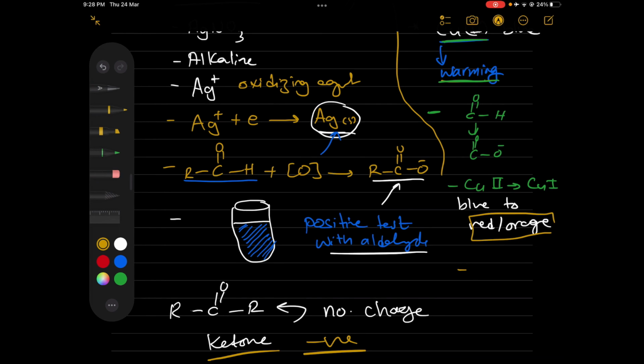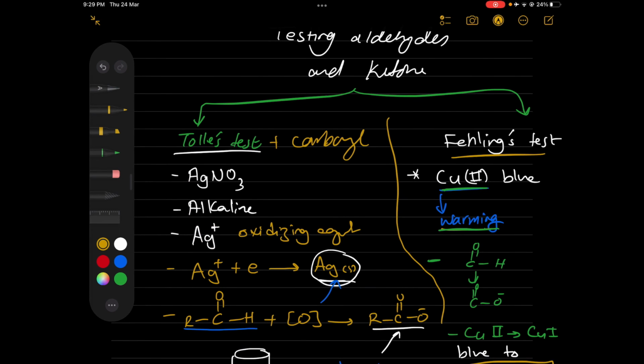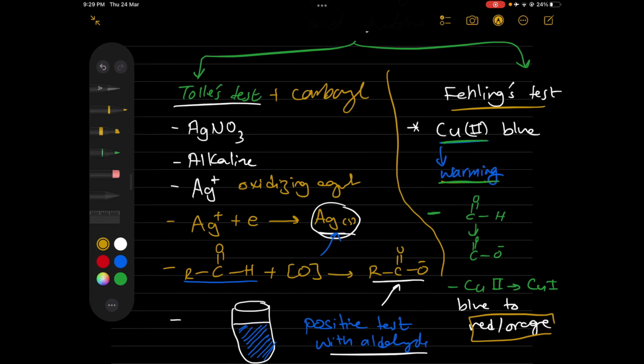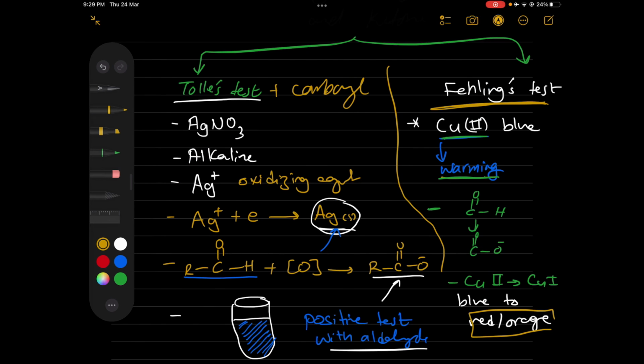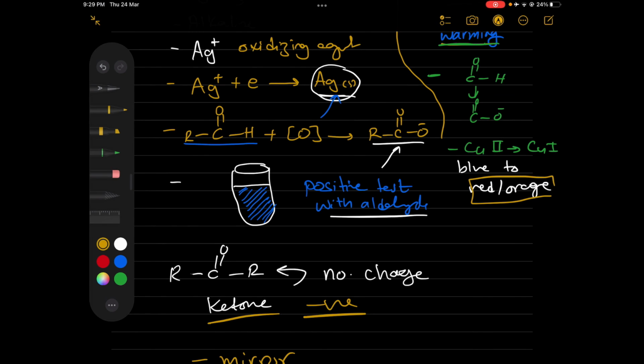Both the Fehling test and the Tollens test give a positive result with aldehydes. The Tollens test gives the observation of a mirror as a result of the deposition of silver particles. For the Fehling test, it is the result of the reduction of copper. The redox equation for copper is Cu2+ gaining 1 electron and changing to Cu+, and the observation is from blue to red-orange. If there is a ketone, no change, it remains blue.